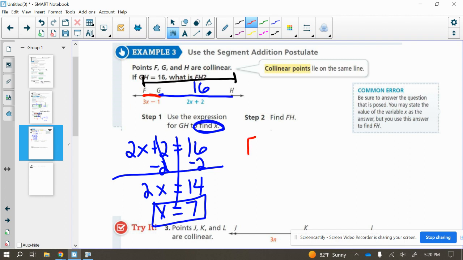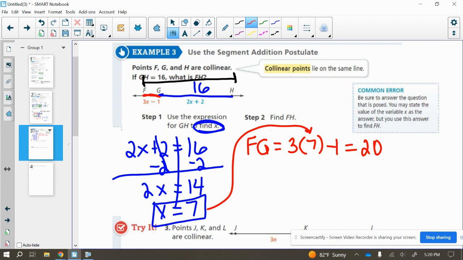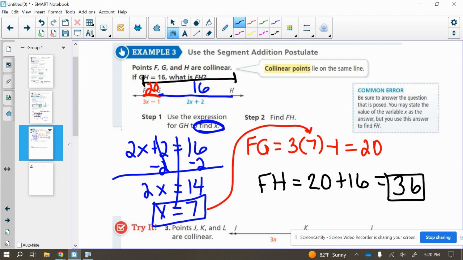So the first thing we're going to do is plug back in to FG. We have 3x minus 1. We're going to take this 7 and plug it in for x, and then subtract it away. 21 minus 1 is a total of 20. Well, now that we know FG is 20, we can find our total segment FH by adding those two values together. 20 plus 16 for a total of 36 to find our final answer.